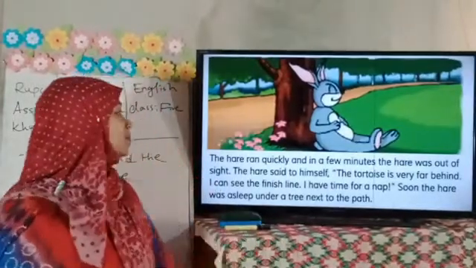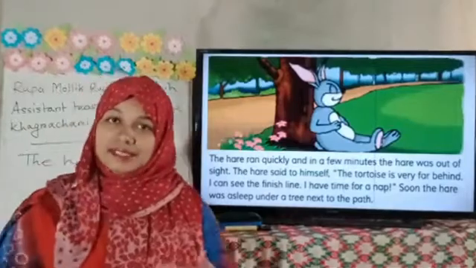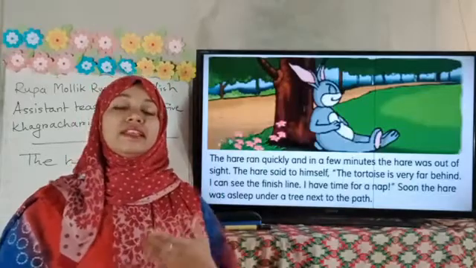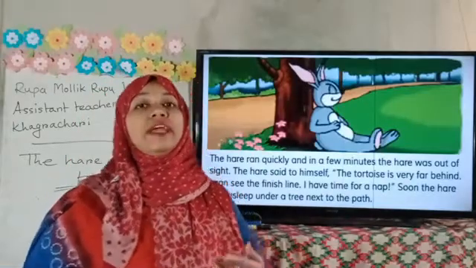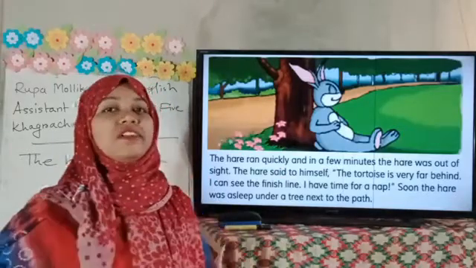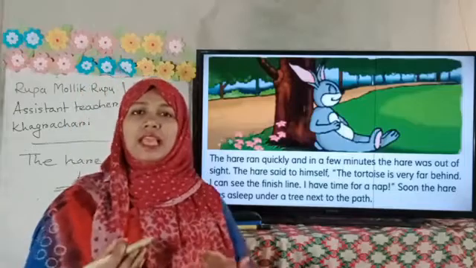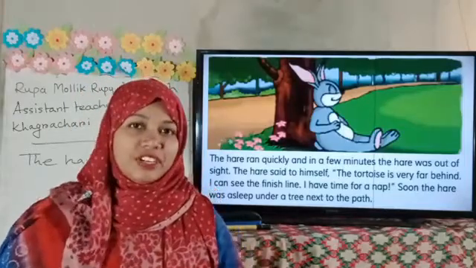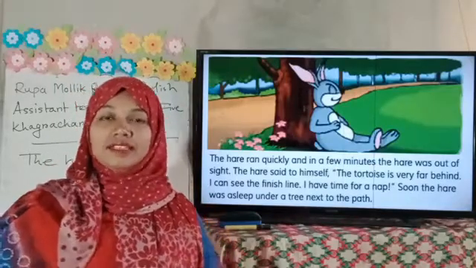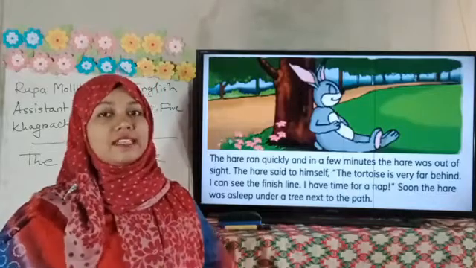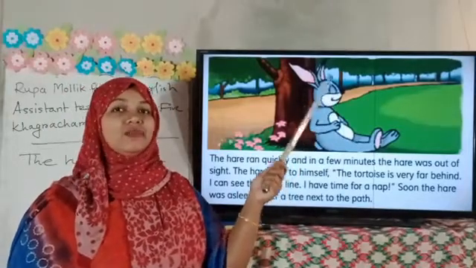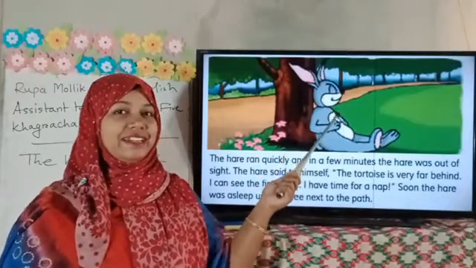Dear students, we know that the hare is so quick, it can run quickly. So when it started the race, it went so far, and it said to himself, I am very far from the tortoise, so why don't I take a sleep? At that time he felt like taking a sleep under a big tree, and we can see him under the big tree here, right?